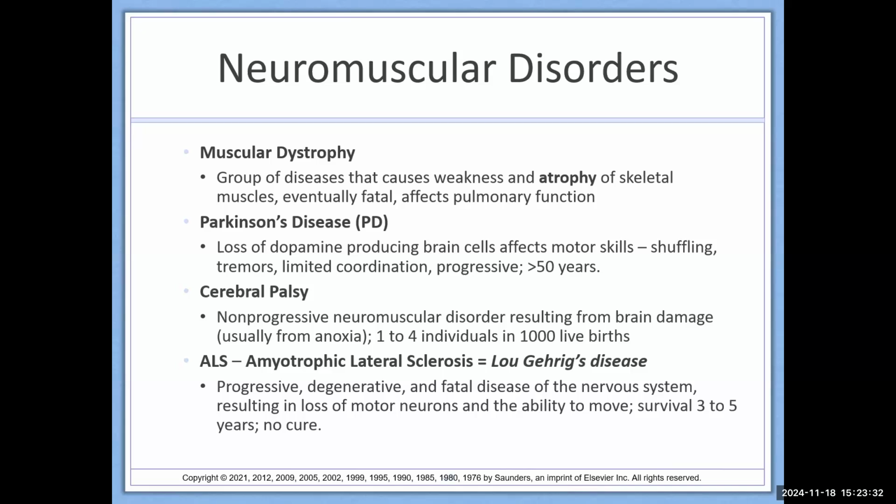It's quite debilitating. And then there's cerebral palsy, which is a non-progressive neuromuscular disorder that results from brain damage. It's usually from lack of oxygen to the brain, called anoxia. Usually 1 to 4 individuals in 1,000 live births are affected. And then there have been many talks of ALS, or Lou Gehrig's disease, amyotrophic lateral sclerosis, that we mentioned in the previous slide. That's progressive, degenerative, and fatal. It results in the loss of motor neurons and the ability to move. Survival is 3 to 5 years, unfortunately, and there's just no cure.